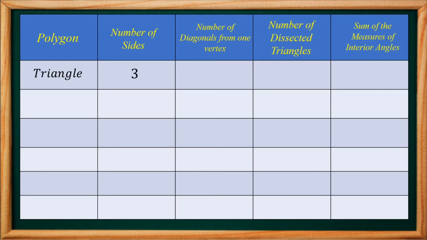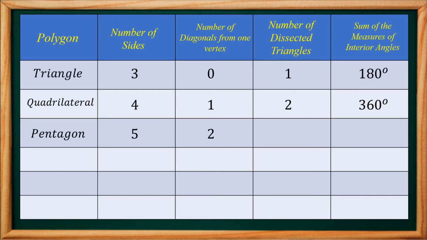The triangle has 3 sides, the number of diagonals from one vertex is 0, the number of dissected triangles is 1, and the sum is 180. Quadrilateral, we already answered that earlier. Then for the pentagon also, and for the hexagon, we can have that one. How about if we have a nonagon?